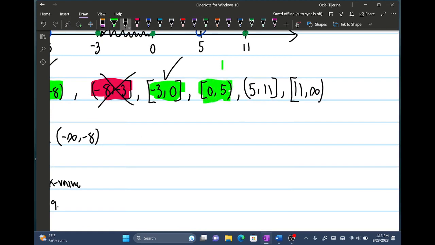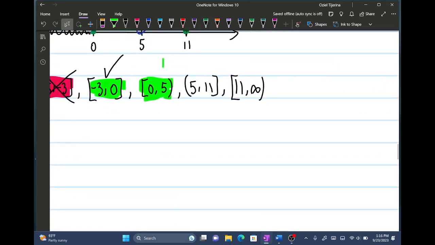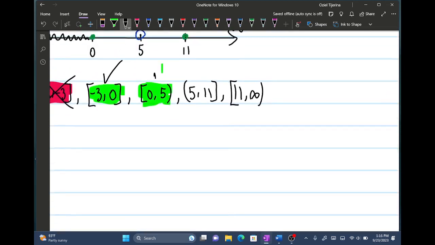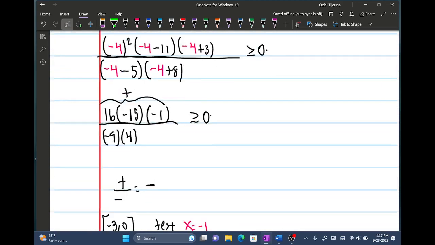Okay, and remember that at 5, it's an open circle, so that's why we're not using 5 or 0. I'm strictly using numbers that are in between because we have already stated our x-intercepts and our restrictions here. These are our intervals that we are testing, and whichever one works, we know that it'll work. But you have to test numbers between the left number and the right number, and that only works after you've already stated these things. So like I said, this one works. Now let's do from 5 to 11. And so now we're going to test 5 to 11.